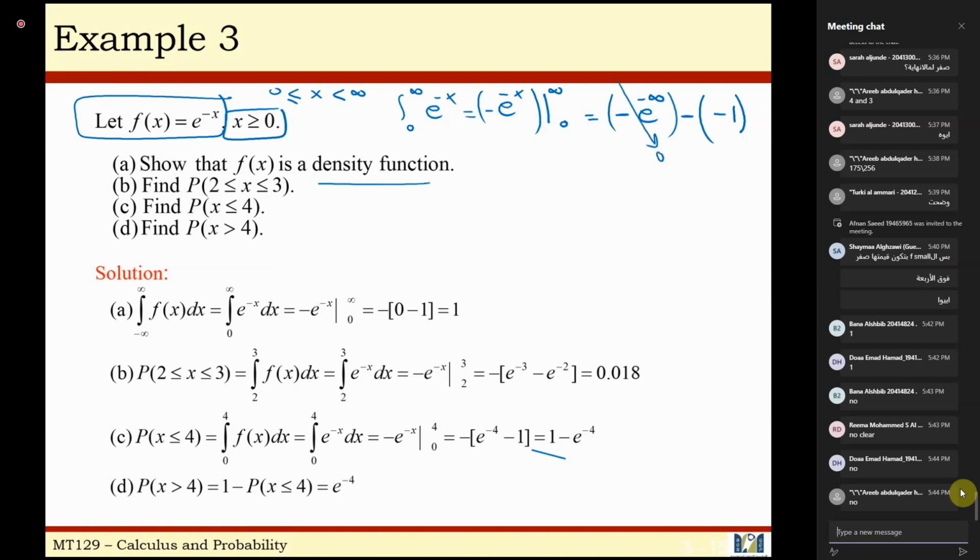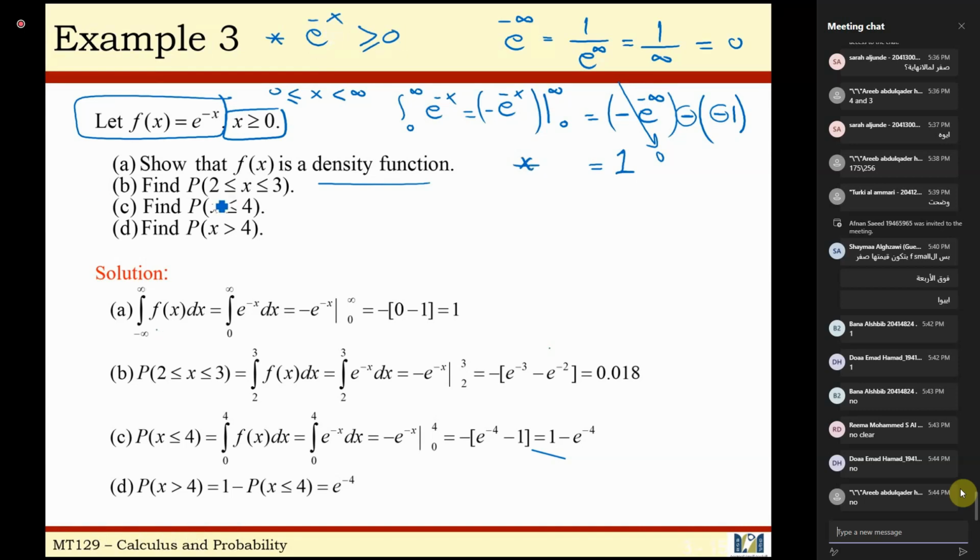This is equal to 0 because e to the power negative infinity is 1 over e to the power infinity, which is 1 over infinity. Any number over infinity is 0. So negative, negative, we have 1. So this is a density function. And e to the power negative x is always positive. So the two conditions are already satisfied, so this is a density function.